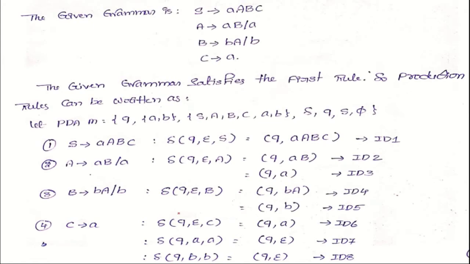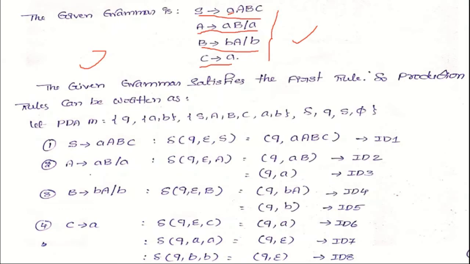Now consider the given grammar and try converting it into PDA. The given grammar is S derives aABC, that means the RHS starts with a terminal. Next, A derives AB or a. Here also the RHS starts with a terminal. B derives BA or b. Here also the RHS starts with a terminal. And C derives a. Here also the RHS starts with a terminal. So the first condition is satisfied, and now we will convert this grammar into PDA.